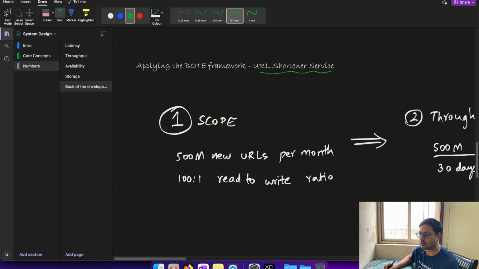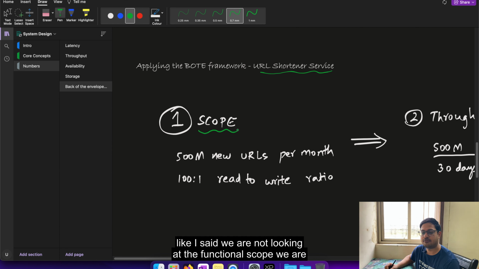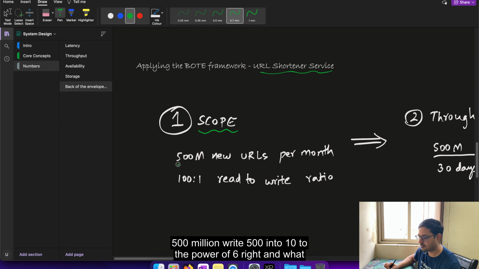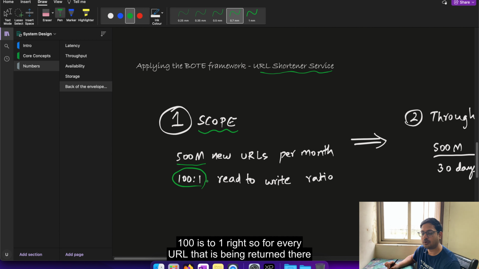So what will be the scope of it? Like I said, we are not looking at the functional scope. We are not going to discuss how to convert the longer URL into a smaller URL. That is the functional side of things. But what we are really looking for is the scale of this system, right? So we are asking questions like, how many new URLs are we expecting per month for this system? So let's say we got the input as 500 million, right? 500 into 10 to the power of 6, right? And what will be the read to write ratio? Let's say we got this number as 100:1, right? So for every URL that is being written, there will be 100 reads for that system. So this is a read heavy system. So this is the scope of our system.